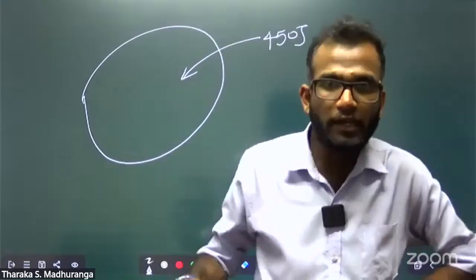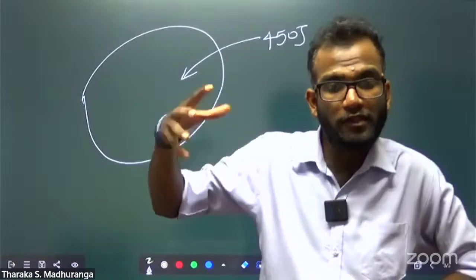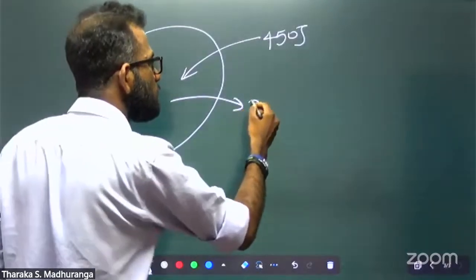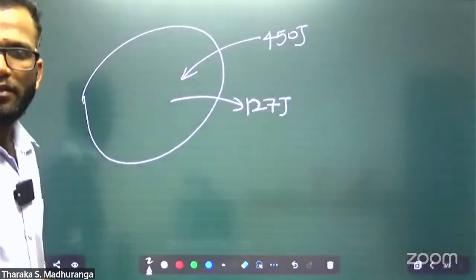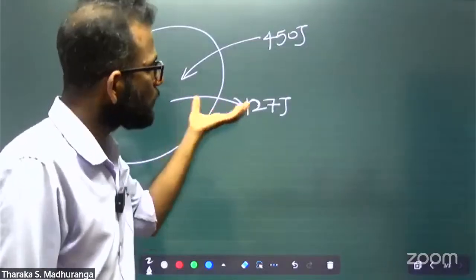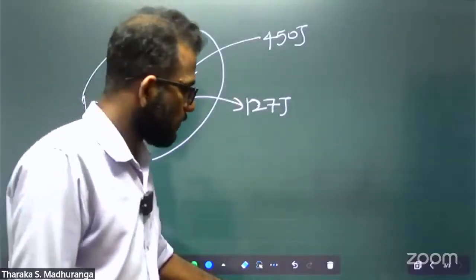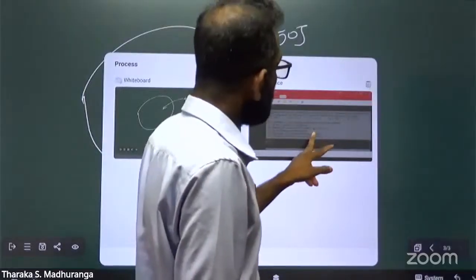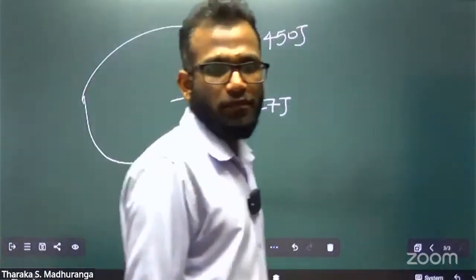It is decreasing, no? Then the balloon does some work, 127 joules, and 127 joules is lost. That's the energy loss. When 127 joules of work is done by the balloon, 127 joules is lost. That's the energy loss. Now, what is the internal energy difference of the balloon?